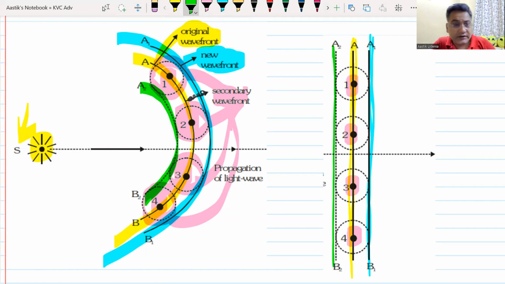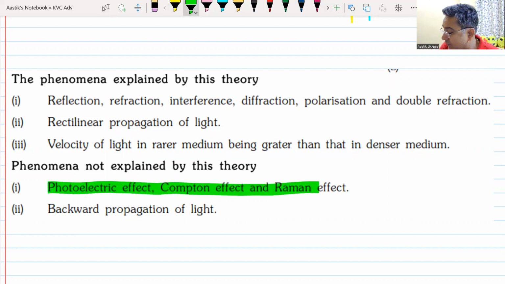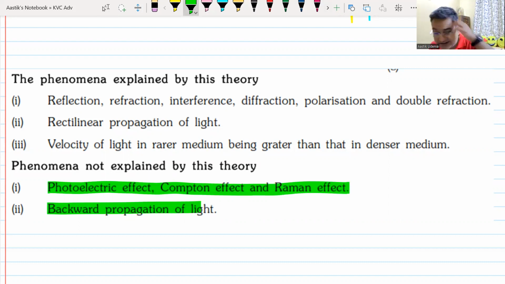Yes, sir. I'll give you 2 minutes. If you want to draw it, draw it. Then you can note down what are the phenomena explained by this theory. Almost everything is explained by this theory. What is not explained is the particle nature, photoelectric effect, Compton effect, and Raman effect. It also does not explain the backward propagation of light. Rest all, it neatly explains. I'll give you a minute to note this down. Remember, any of this may come as a question in your exam.